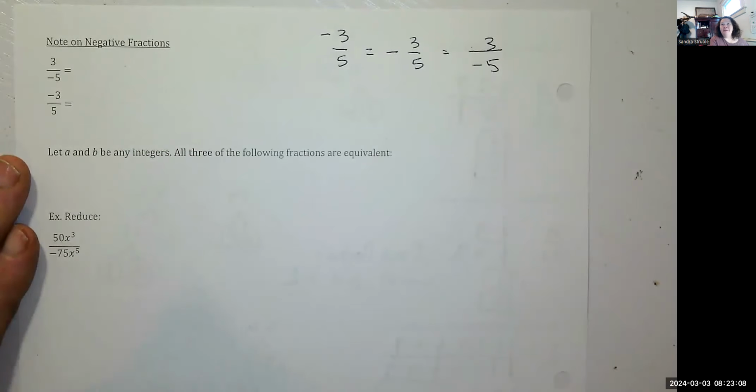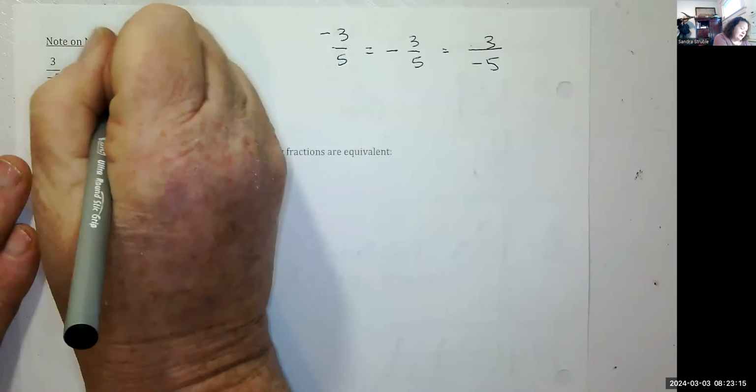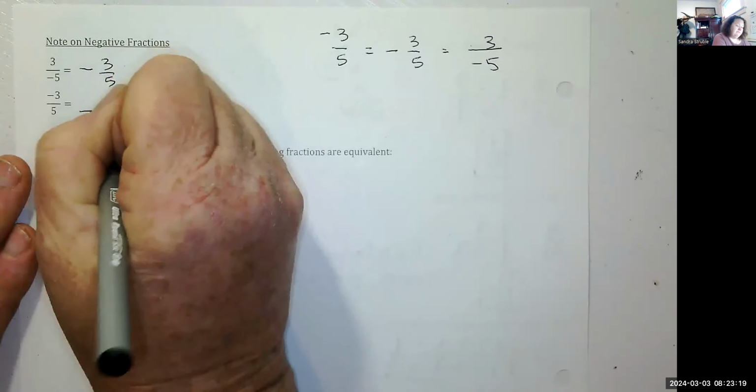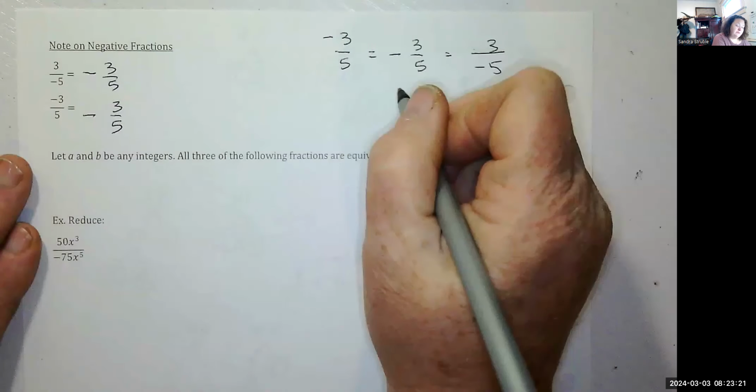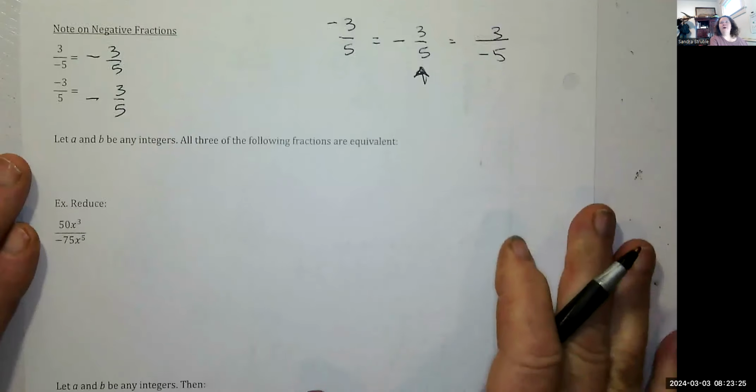They're all the same. They're all the same fraction. So they can all be written as -3/5, which is the better way to represent them. This is just the better option. Having a negative in the denominator is kind of wonky for people.